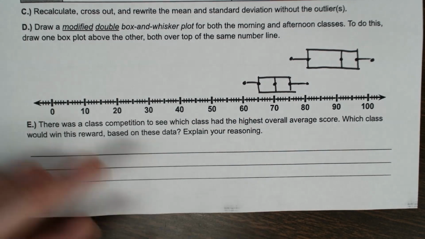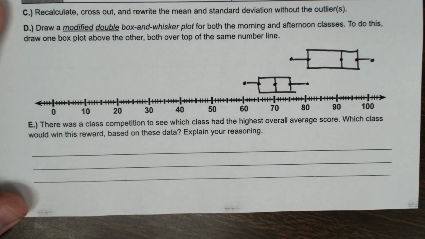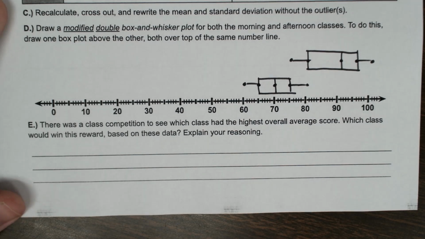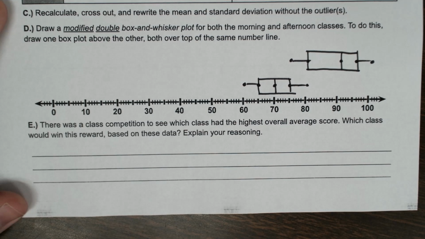Now, this might sound familiar. There was a class competition to see which class had the highest overall average score. Which class would win this award based on this data? Now, I'm going to tell you, it's close, right? But I want to know your reasoning based on those outliers and what they did to the data.